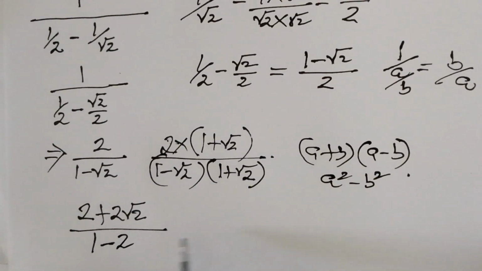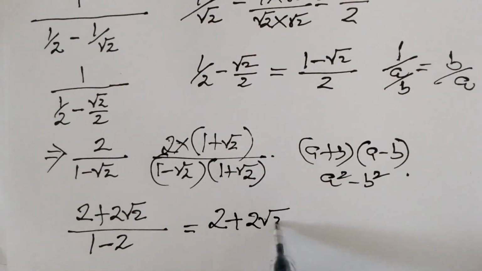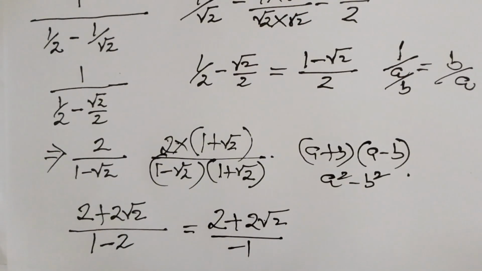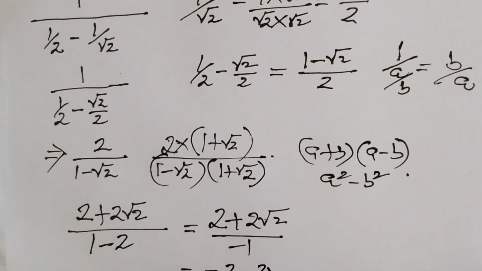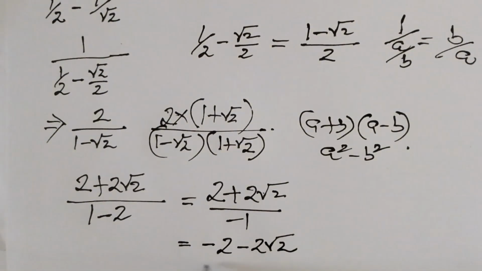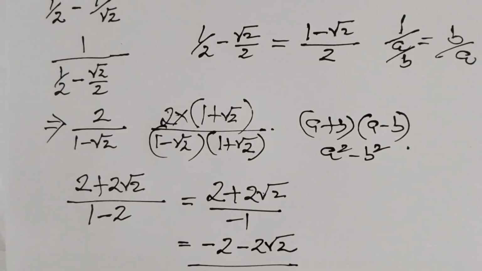So our final answer for this will be given by 2 plus 2 root 2, all over negative 1. So you can as well give it as this to be equal to negative 2 minus 2 root 2. So that is your final answer.